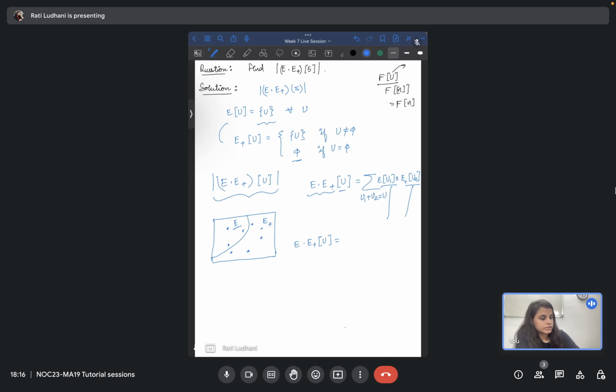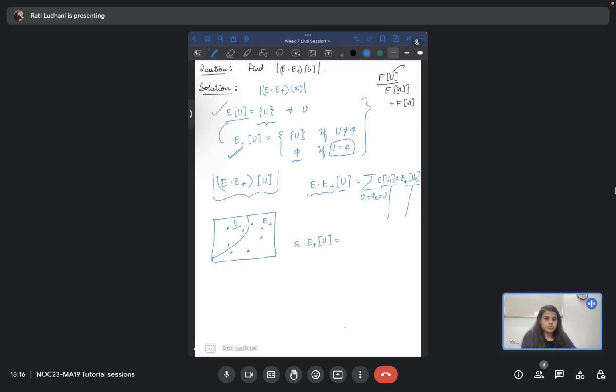So firstly, let's see when we will not get phi. According to these two definitions, if U is equal to phi, then there will be no E plus structure on it, and in EU you will get some structure for sure. For any U you will get some structure, and there is only one structure, because EU is just the singleton set U. So there is just one structure on U from this, and only one E plus structure on U.